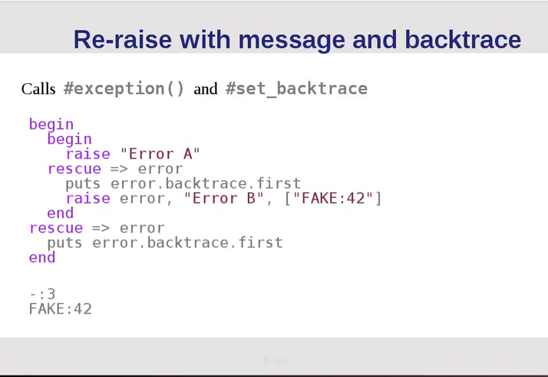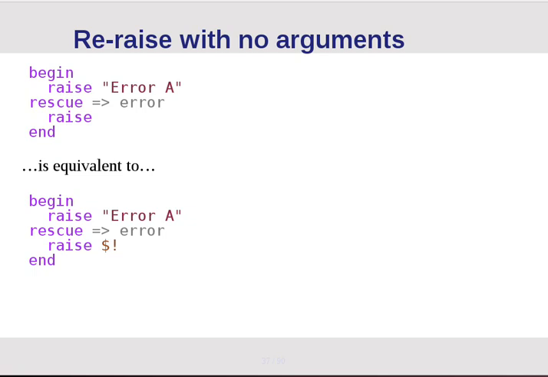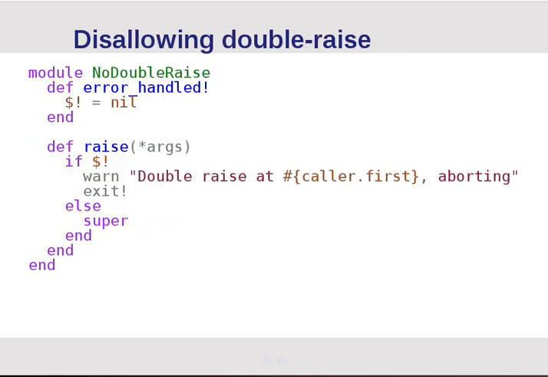We can re-raise with the same object with an explicit message and a new backtrace, which both creates a new object and sets an explicit backtrace on that. We can re-raise with no arguments at all, and that's equivalent to calling raise with the global error variable, or in other words, with the active exception.